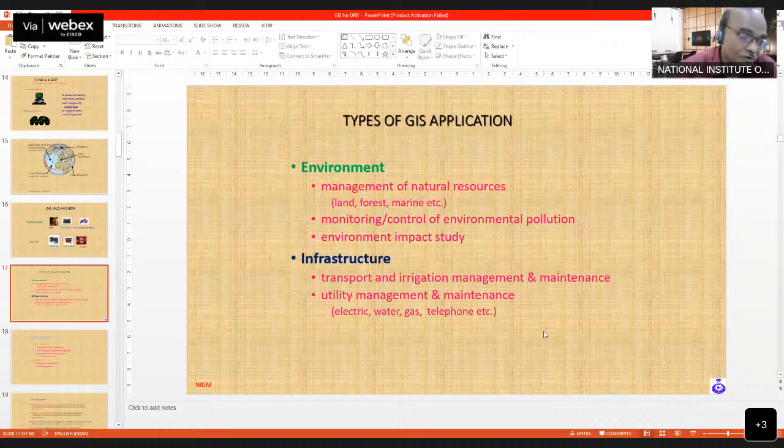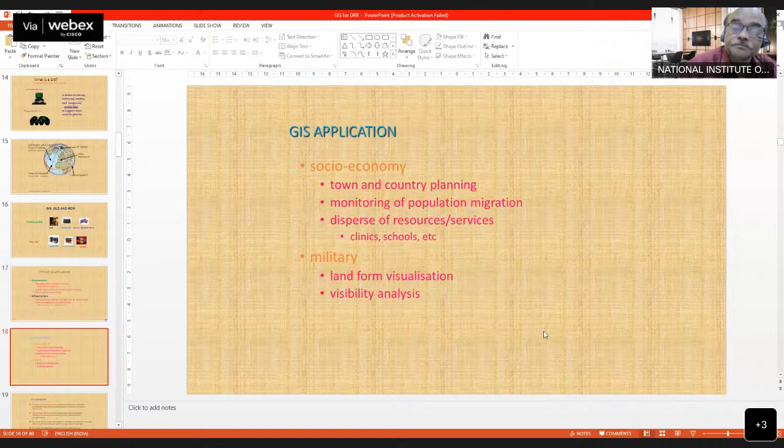Suppose, earlier there was the Ambedkar village. In the Ambedkar village, how many hand pumps are there? How many lampposts are there? And how many roads are pakka or kacha? All that information is required, and GIS and GPS make it quickly and very accurately.